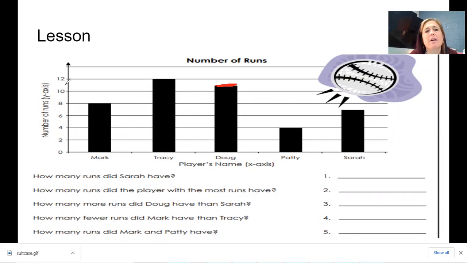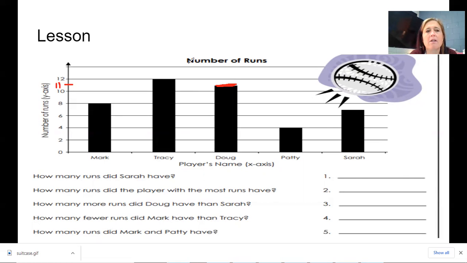The number in between those two would be 11, okay? So this one actually has 11. All right, so I just wanted to make sure you understood that because that's the first time we have seen that. All right, so how many runs did Sarah have?